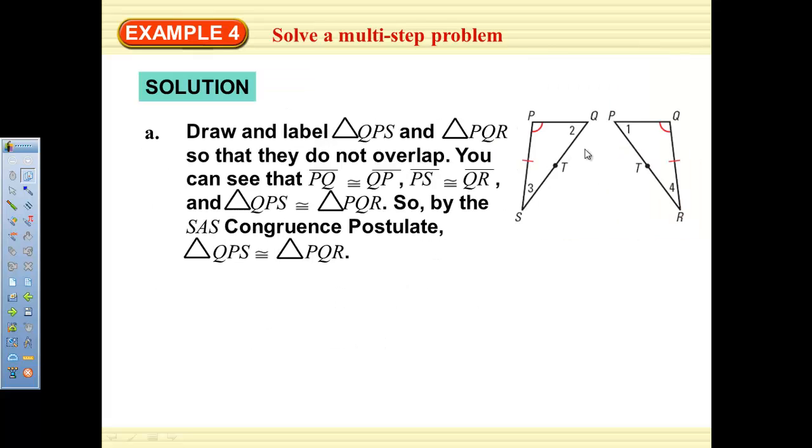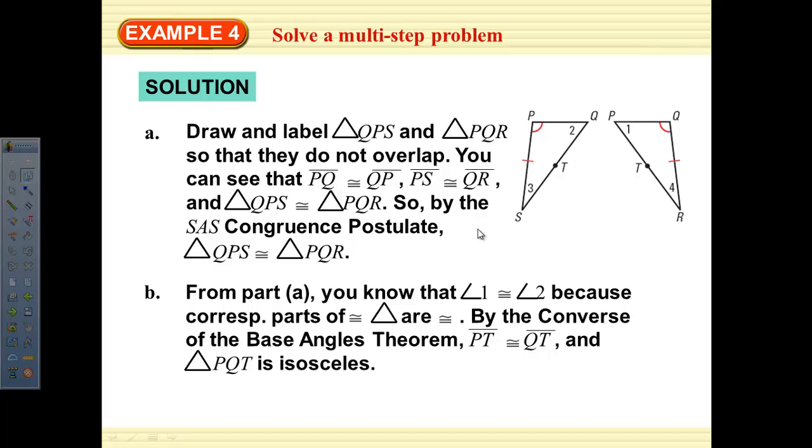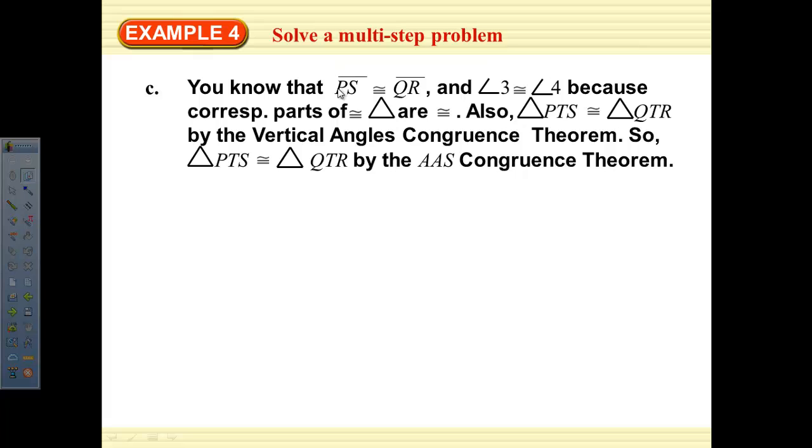And again, they separated them. We can see our angle and side, and then angles 1 and 2 will also be congruent. So therefore, they're congruent by side, angle, side. And then since 1 and 2 are congruent, we know that PT and QT are congruent, making it isosceles. And finally, we know angles 3 and 4 are congruent, and again we know PS and QR are congruent. So as I showed you before, by angle side, the two triangles are congruent.